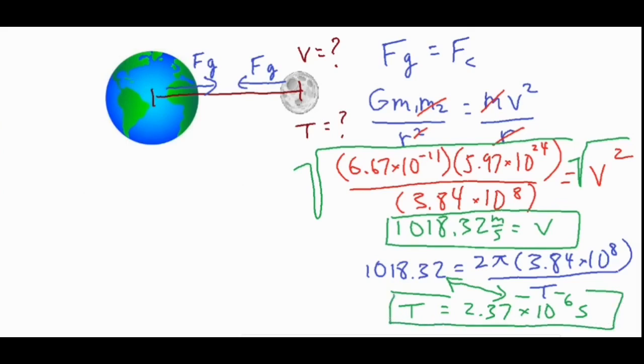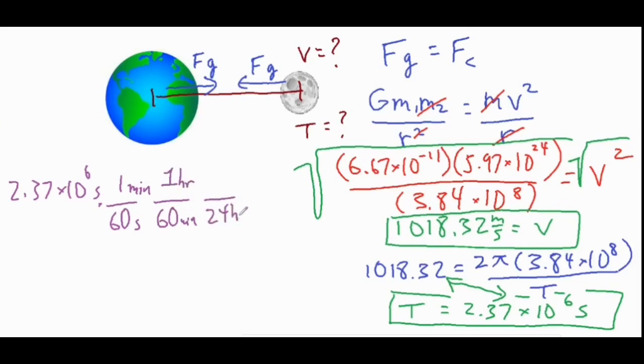I'm going to go ahead and do one final thing with our period. So the accepted period of a revolution for the moon is 27.3 days. So let's go ahead and take our time and see if that works out. So we have a time of 2.37 times 10 to the 6th seconds. And there are 60 seconds in a minute. And there are 60 minutes in 1 hour. And there are 24 hours in 1 day.